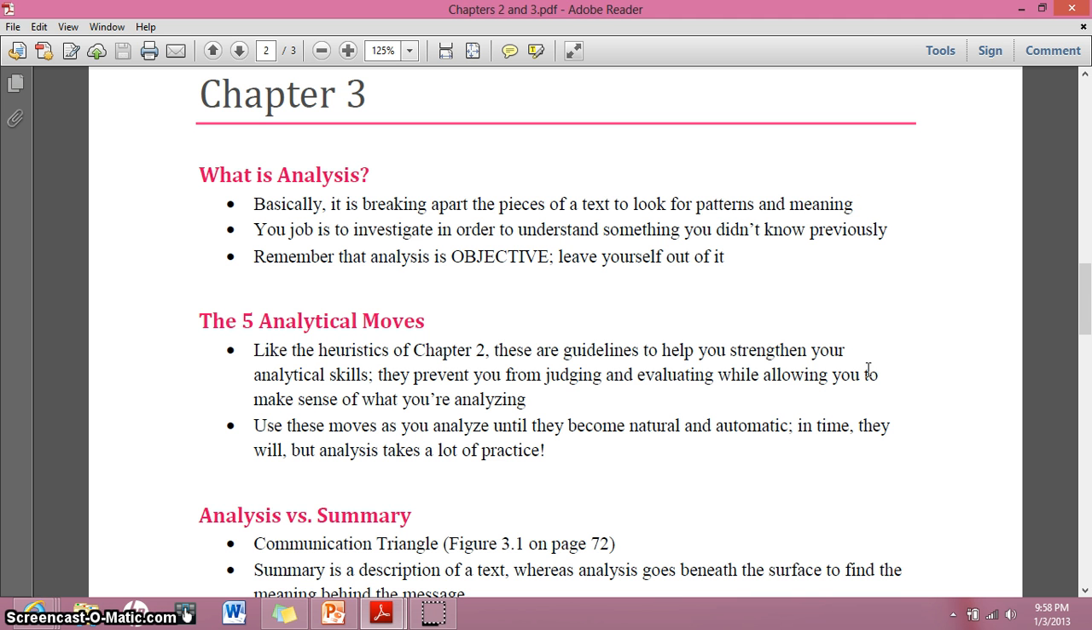So the chapter lists 5 analytical moves, and I think that's kind of a confusing way to put it. It's pretty much just the 5 things that an analysis does. They're guidelines to help you strengthen your skills and to keep you from judging and evaluating while you are analyzing. But just like with the heuristics, the more you use them and look at these analytical moves, the more natural and automatic they'll become. So if you can just remember what those 5 moves are, you will be fine. It's a great starting spot.